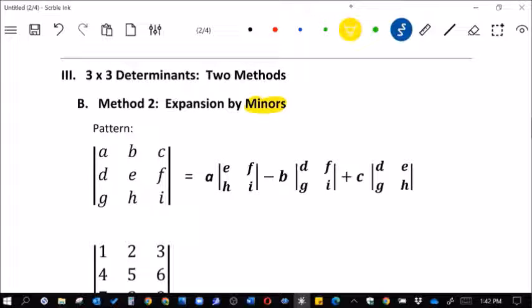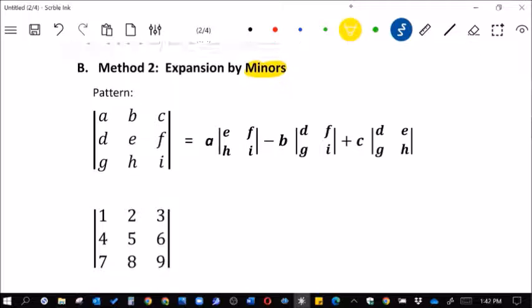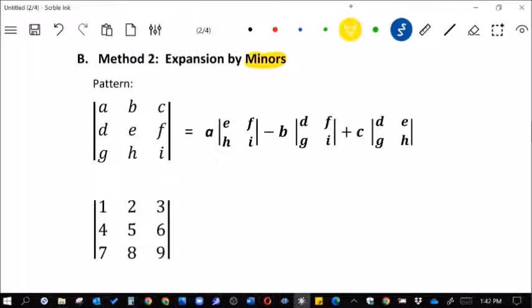Minors means if this is a 3 by 3 determinant, it's doing it as 2 by 2 determinants. So notice the A and B and C come from A, B, and C, and then all the other letters come from here. So what happens, let's do that.